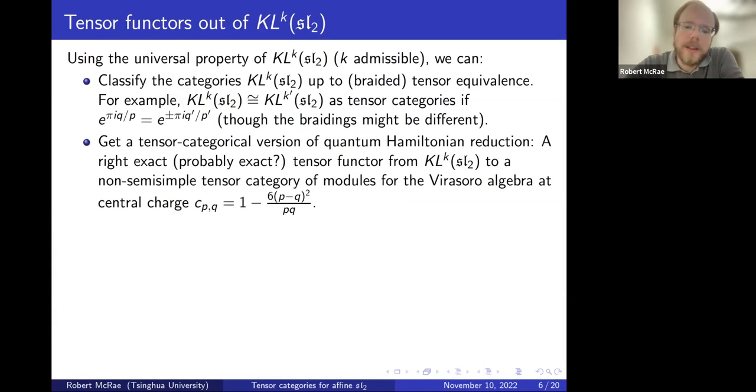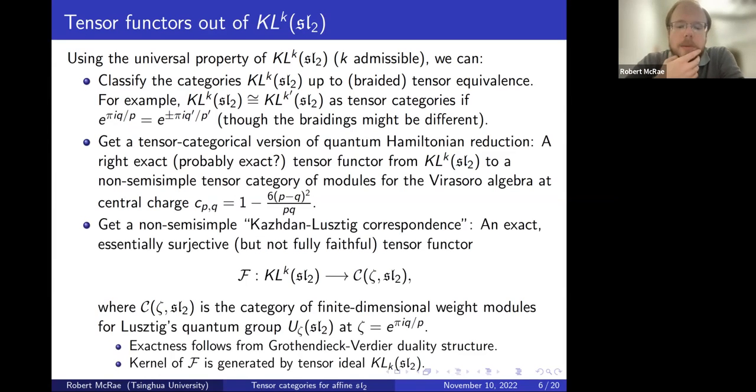Probably the functor, so there is an exact functor called quantum Hamiltonian reduction that takes you from affine SL2 modules to Virasoro modules. It looks like the tensor functor that we get from the universal property. It looks a lot like this quantum Hamiltonian reduction functor. So probably it's the same up to a natural isomorphism, but it seems like we can't really prove that technically, but probably it's true.